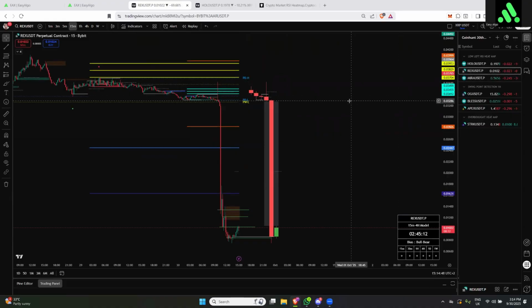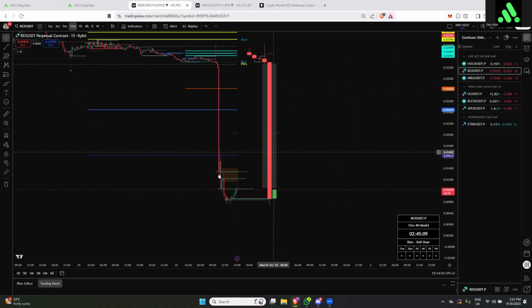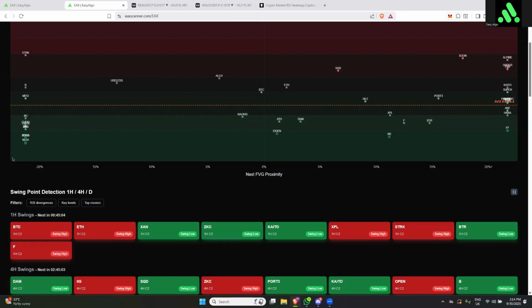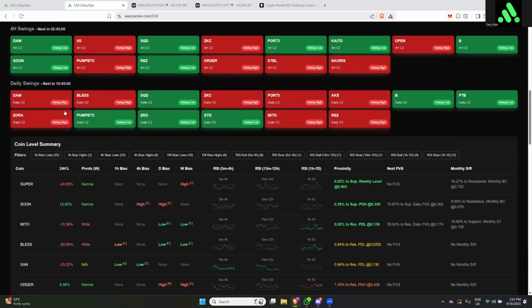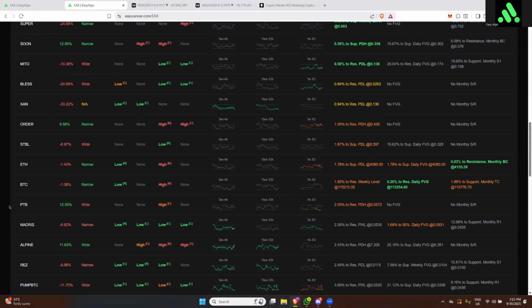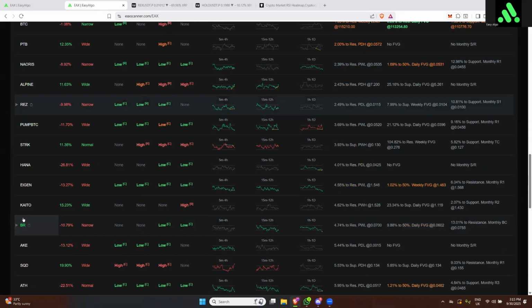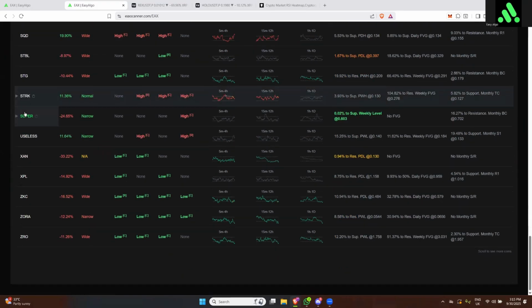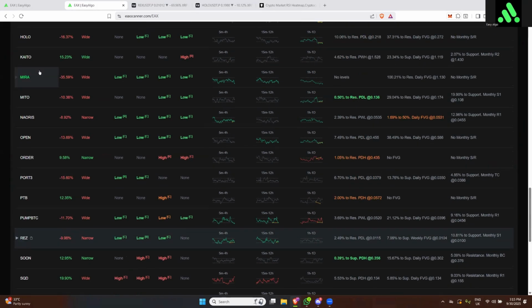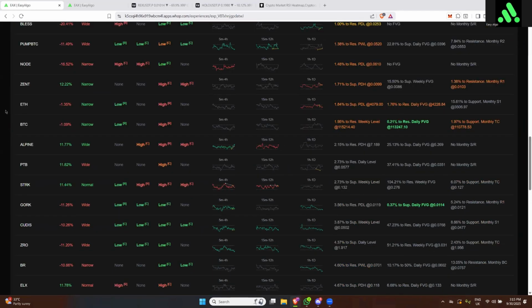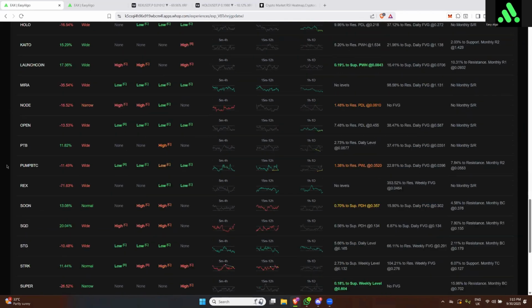I am going to get to the next one. All right, so this one actually I started marking out as well, Rex. I think I actually entered this one. And it's probably out already. I just did a small scalp when I opened it. Let me see where I can find Rex. So it's moved off here. Here's Rex here.